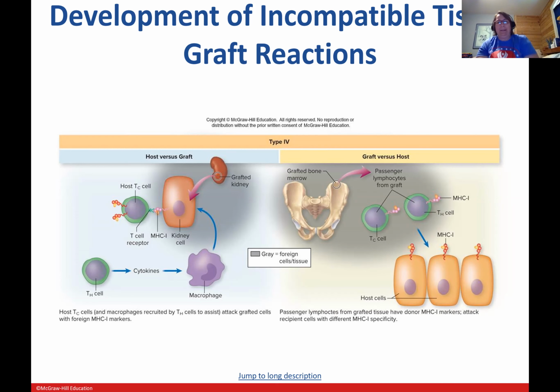In the other case, you have a piece of a graft that has those referred to as passenger lymphocytes. Okay, it's going to be looking for an MHC1 that's different than the original donor. And so, of course, every cell in our body is going to have a different MHC1 than what it's looking for. And so it, in turn, is going to attack.